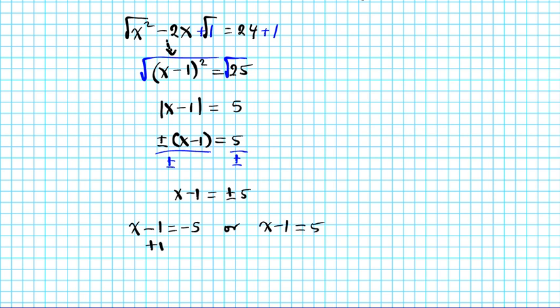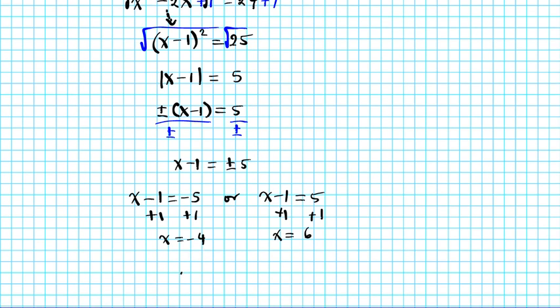So for this one, you just add 1 to both sides. You end up with x equals negative 4. And then this one, you subtract 1 from both sides. Actually, add 1 to both sides. And then you have x equals 6. Alright? So your solutions are negative 4 and 6. Okay? Alright, so there goes your answer.